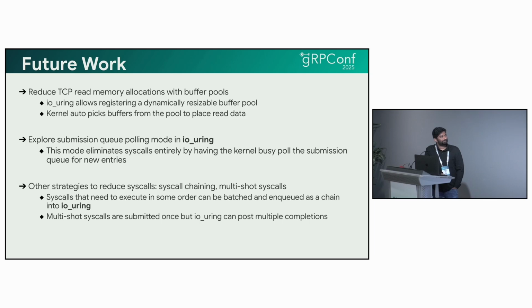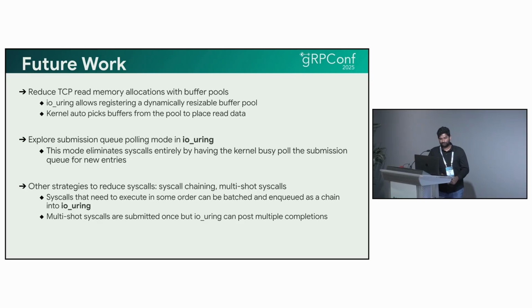We also plan to explore submission queue polling mode, which eliminates syscalls entirely by having the kernel busy poll the submission queue for new entries. Now, this has a trade-off, and it may not work well for all workloads because it leads to increased CPU utilization. There are other strategies that we are looking into to reduce syscalls, which include syscall chaining and multi-shot syscalls.